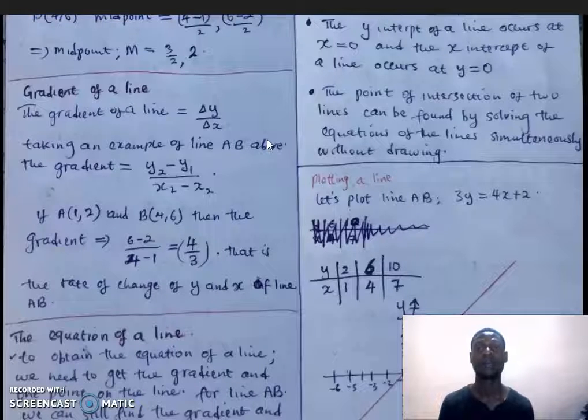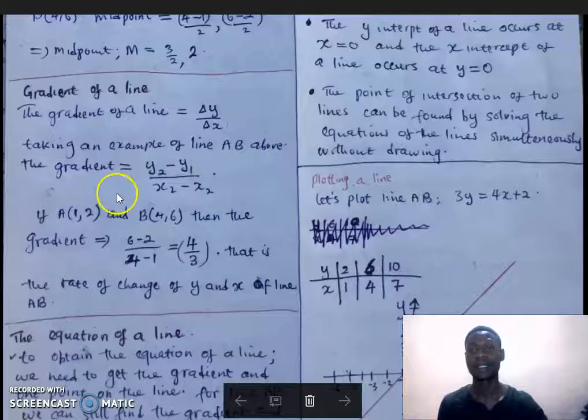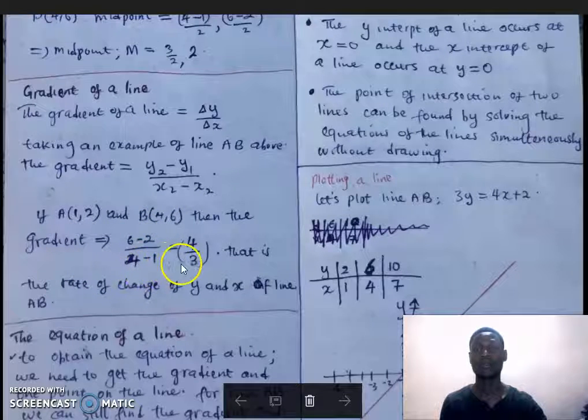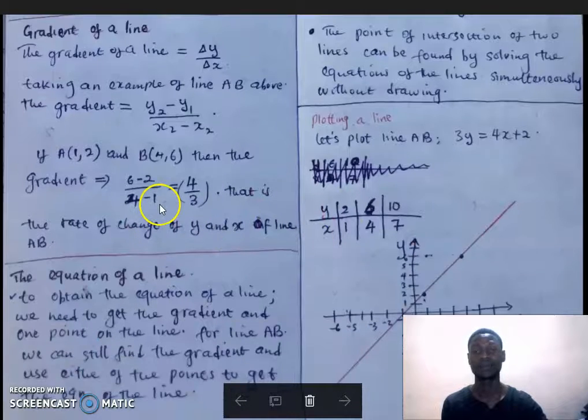Taking our example of line segment AB, where A is 1, 2 and B is 4, 6, then the gradient will be equal to 6 minus 2 all over 4 minus 1, which is 3 over 4. That is the slope of that line, or the rate of change of y and x of that line segment.